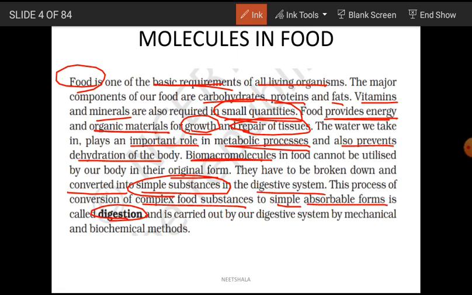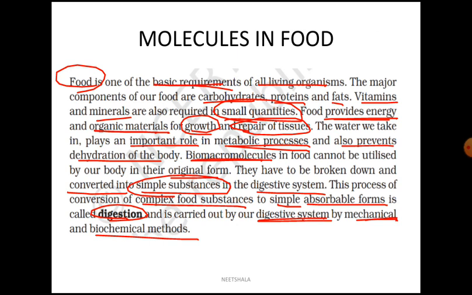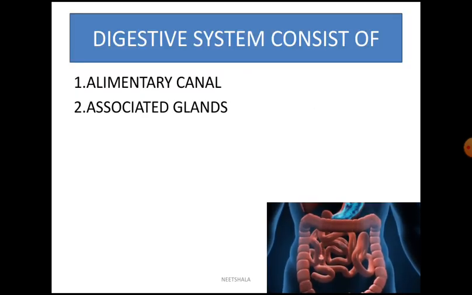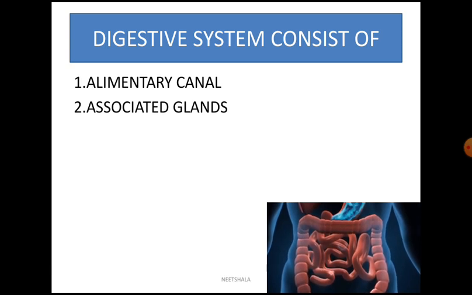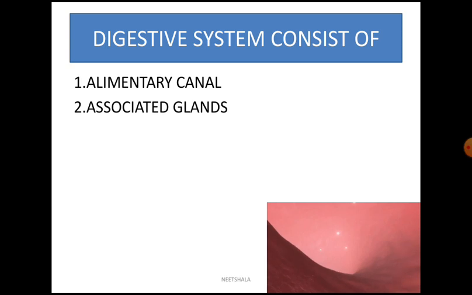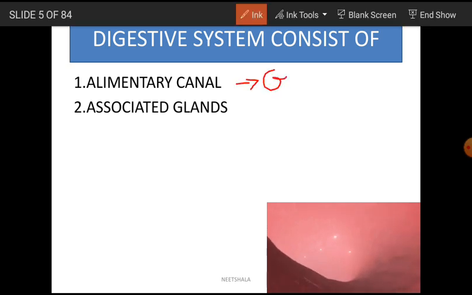The process of digestion is carried out with the help of our digestive system, which consists of the alimentary canal as well as certain digestive glands, and it includes mechanical processes as well as certain biochemical processes. So in this chapter, we are going to investigate what are the various mechanical processes and what are the various biochemical processes by which the complex macronutrients are converted into simple absorbable forms. So let's get started with the anatomy of the human digestive system. The human digestive system consists of two components. The first one is known as the alimentary canal, which is also known as the gut.